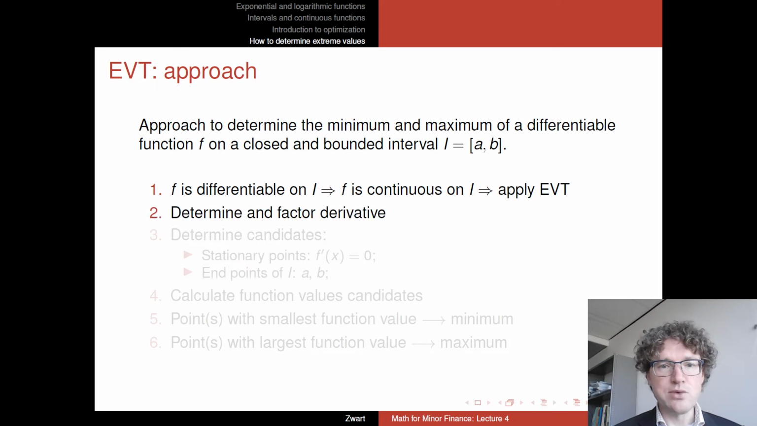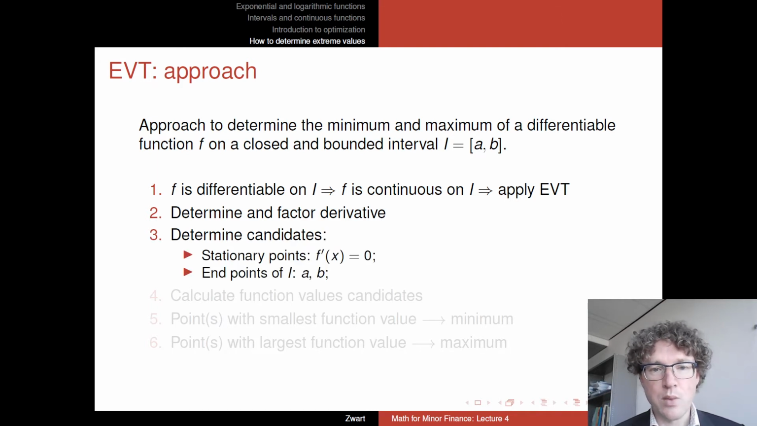What remains to do is figure out what the candidate points are. Part of the candidate points for this maximum and minimum are the stationary points, right? So we have to figure out when the derivative is going to be 0, because that's the definition of a stationary point. In order to do that, we first have to find out what the derivative is. The other candidate points are the endpoints of this interval, so a and b.